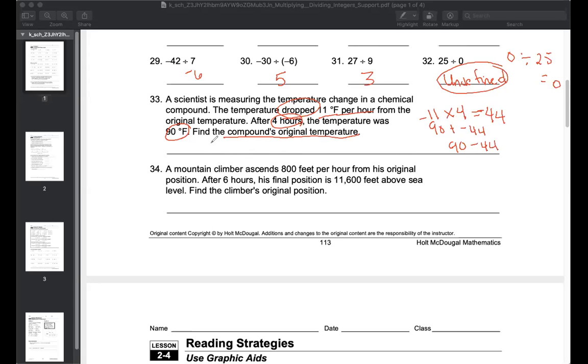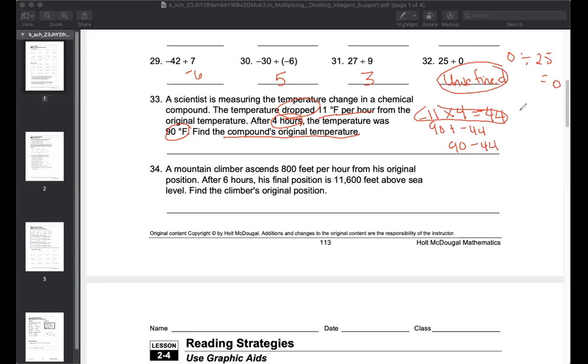Mr. G, you are confusing me. Okay, so what I did was break the negative 11 times 4. Yep. And then I just added the 44 to 90. So why didn't you say that? I did say added, and you said add negative 44 to 90. Oh, okay, I'm sorry. So you add the 90 to 44. See the difference between adding 44 to 90 versus adding negative 44 to 90? Yes. Okay. All right.